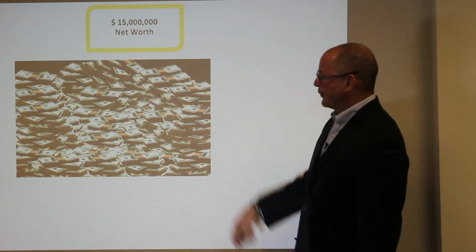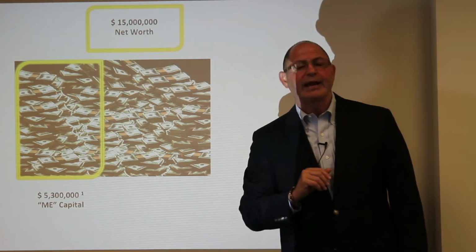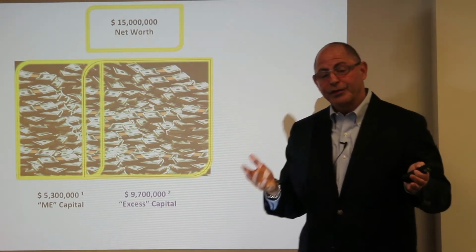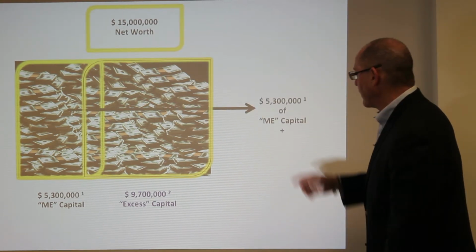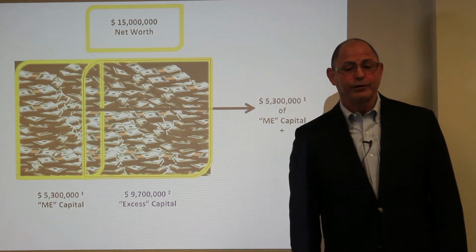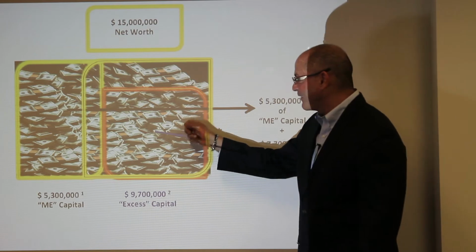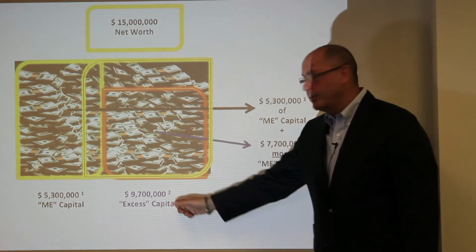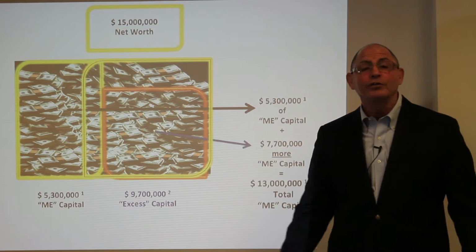So, Mr. Client, with the $15 million of net worth, we've established $5.3 million is your me capital. Remember that? Yes. That then means that $9.7 million, theoretically, you're never going to spend. Now, in this example, what I want to do is take that $5.3 million of your capital that you need for you and your spouse, and take another $7.7 million of this 9.7. So even though we don't need this for you, I want you to spend, think about it, $13 million on you and your spouse.